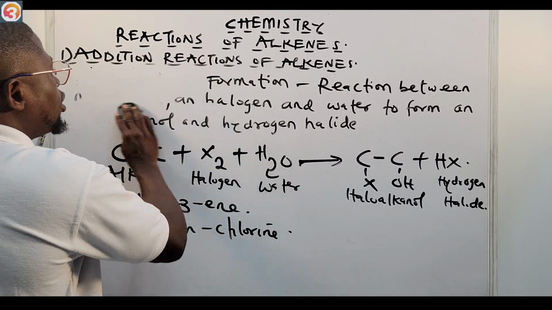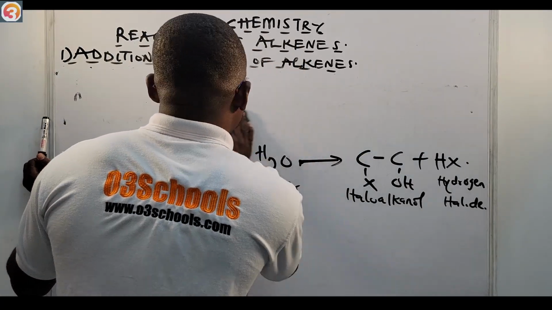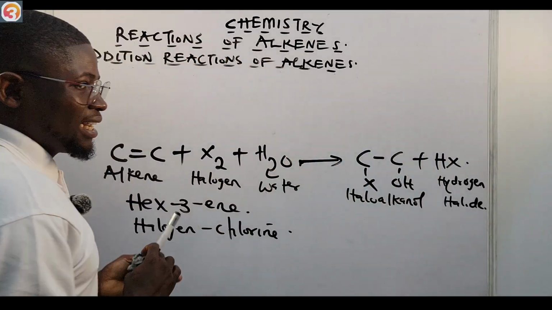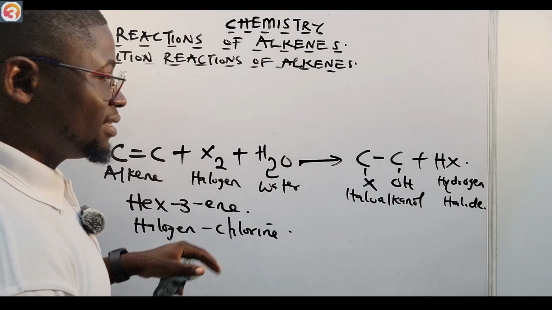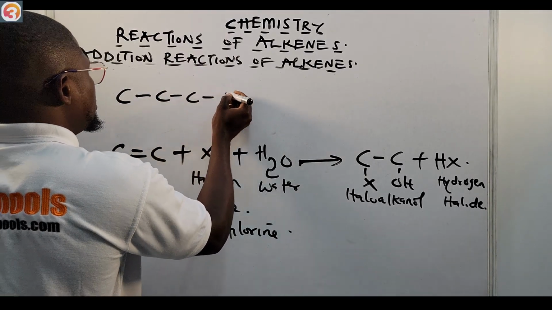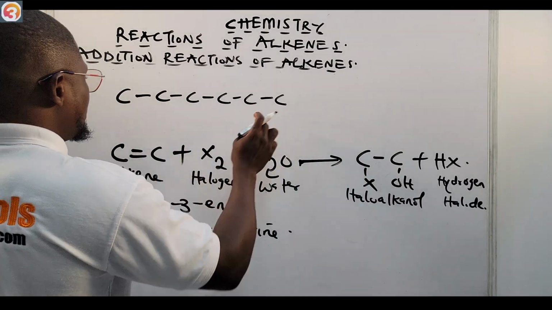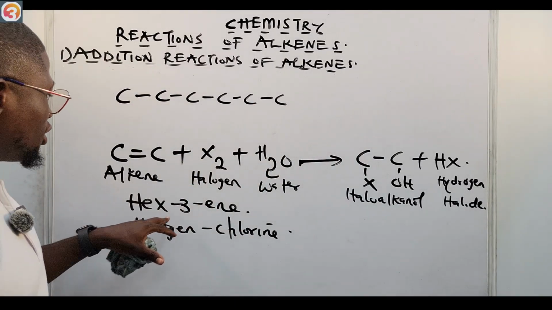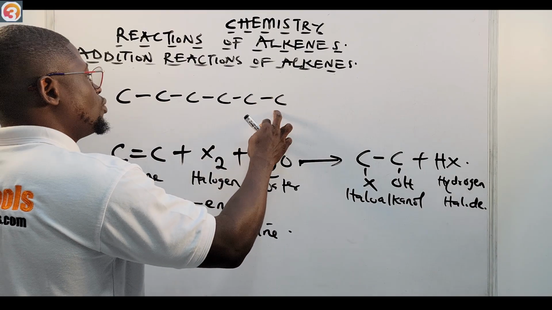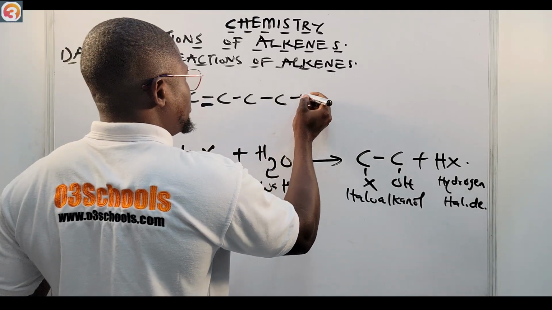Hex-3-ene has 6 carbon atoms. So I'm going to have C, C. I'm drawing my 6 carbon atoms first: 1, 2, 3, 4, 5, 6. I'm drawing them first, and then I talk about hex-3-ene. That means the double bond is on the 3rd carbon. I'm starting from here: 1, 2, 3. The double bond is here.